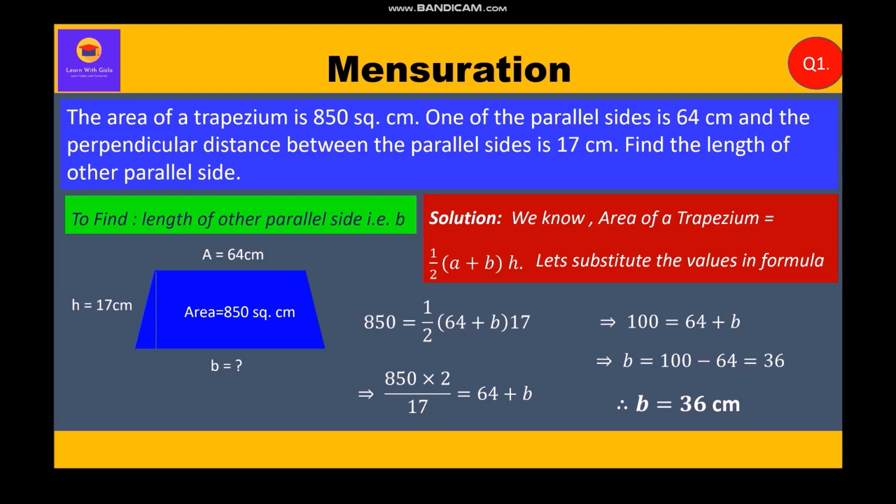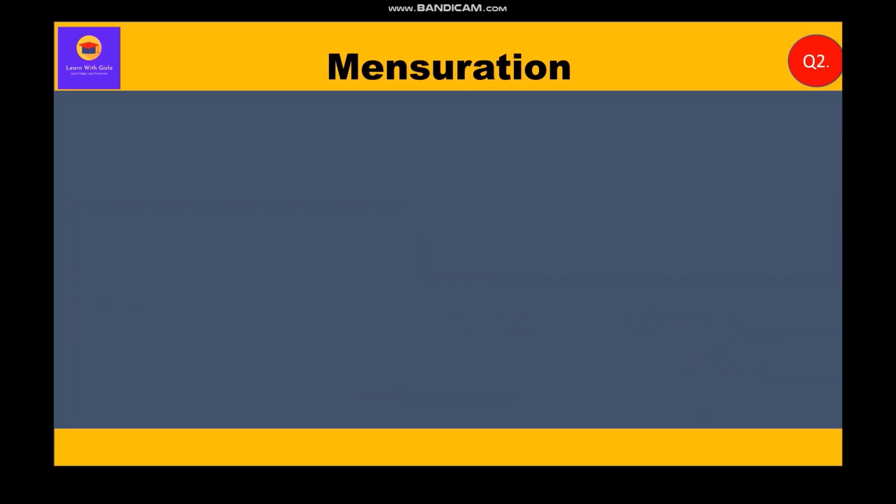So the length of the other parallel side is 36 centimeter. This is how we are going to find the length of the other side when one of the sides and perpendicular distance, that is the height, is given to us. Now let's move to question number 2.